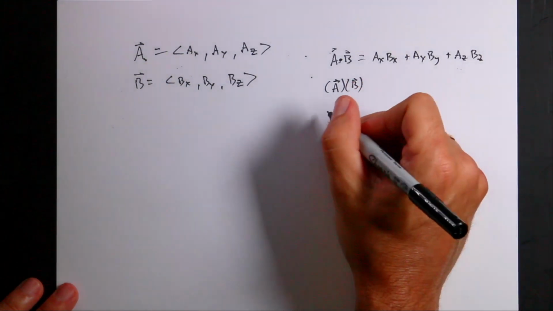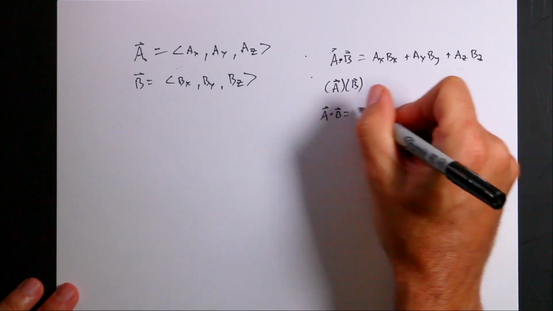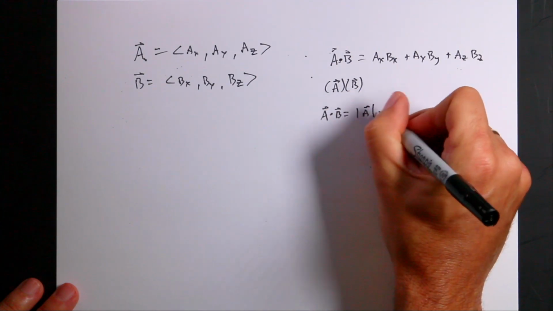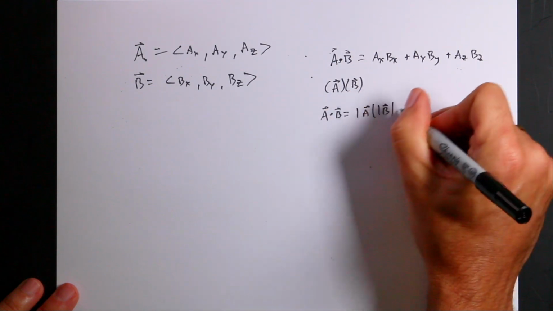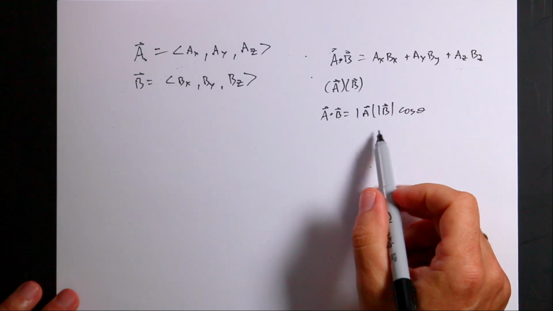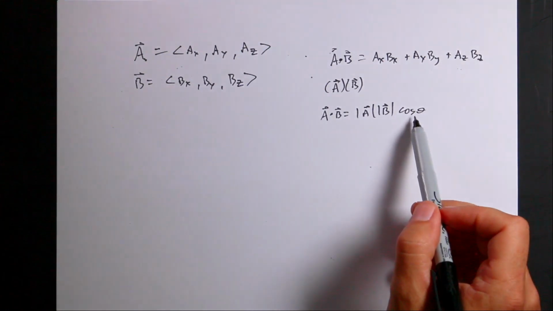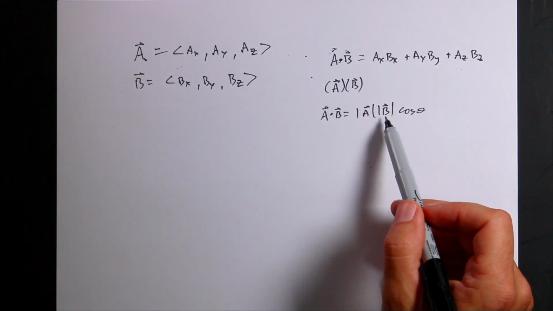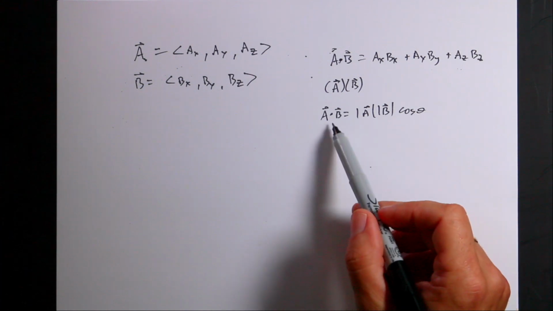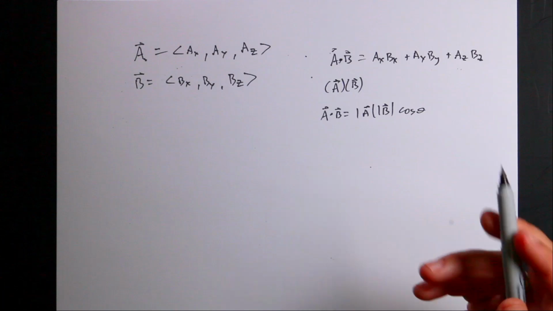It turns out also that you can write A dot B as the magnitude of A times the magnitude of B times the cosine of theta, where theta is the angle between the two vectors. And so this is sometimes very useful to go backwards. Let's suppose I know the angle between them, I can find the dot product. Or if I know the two vectors, I can actually find the angle between them.